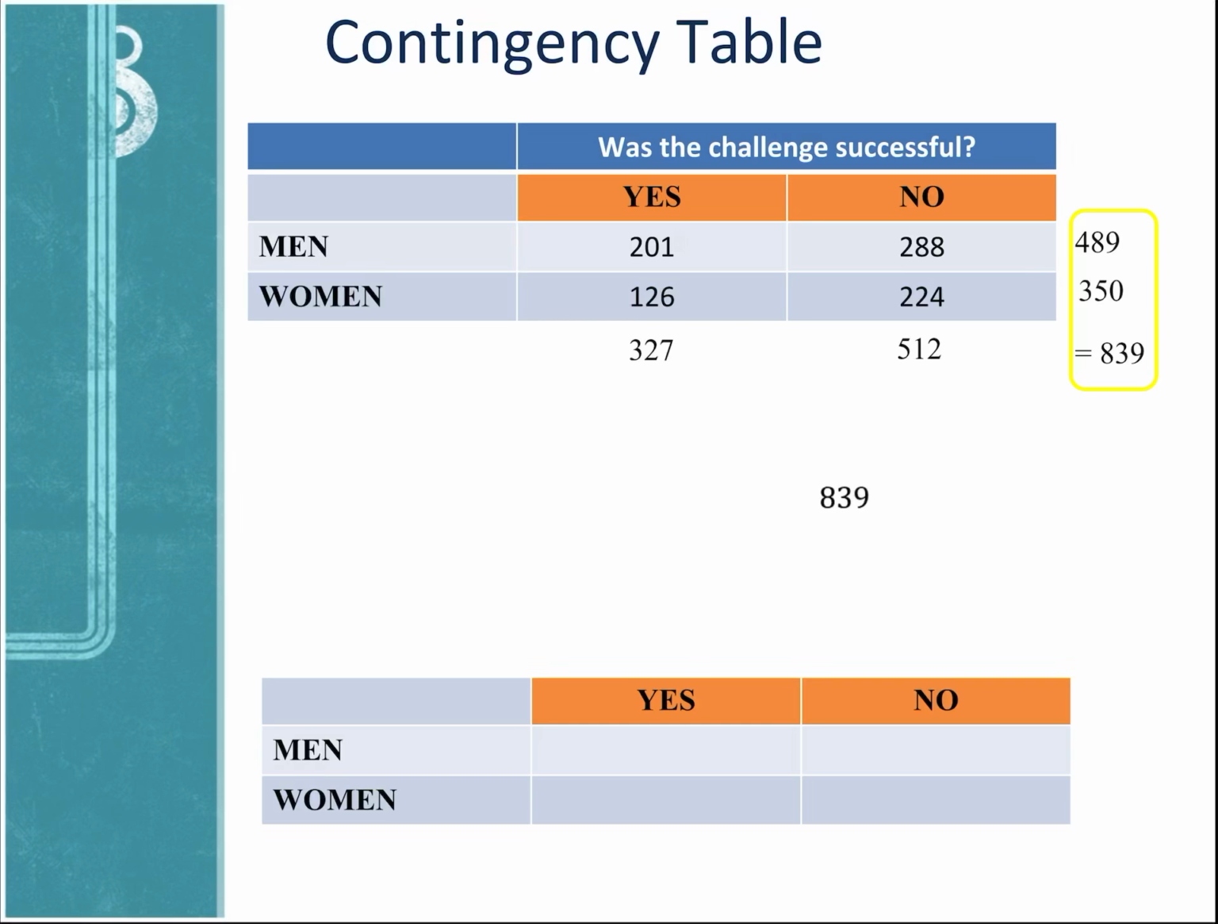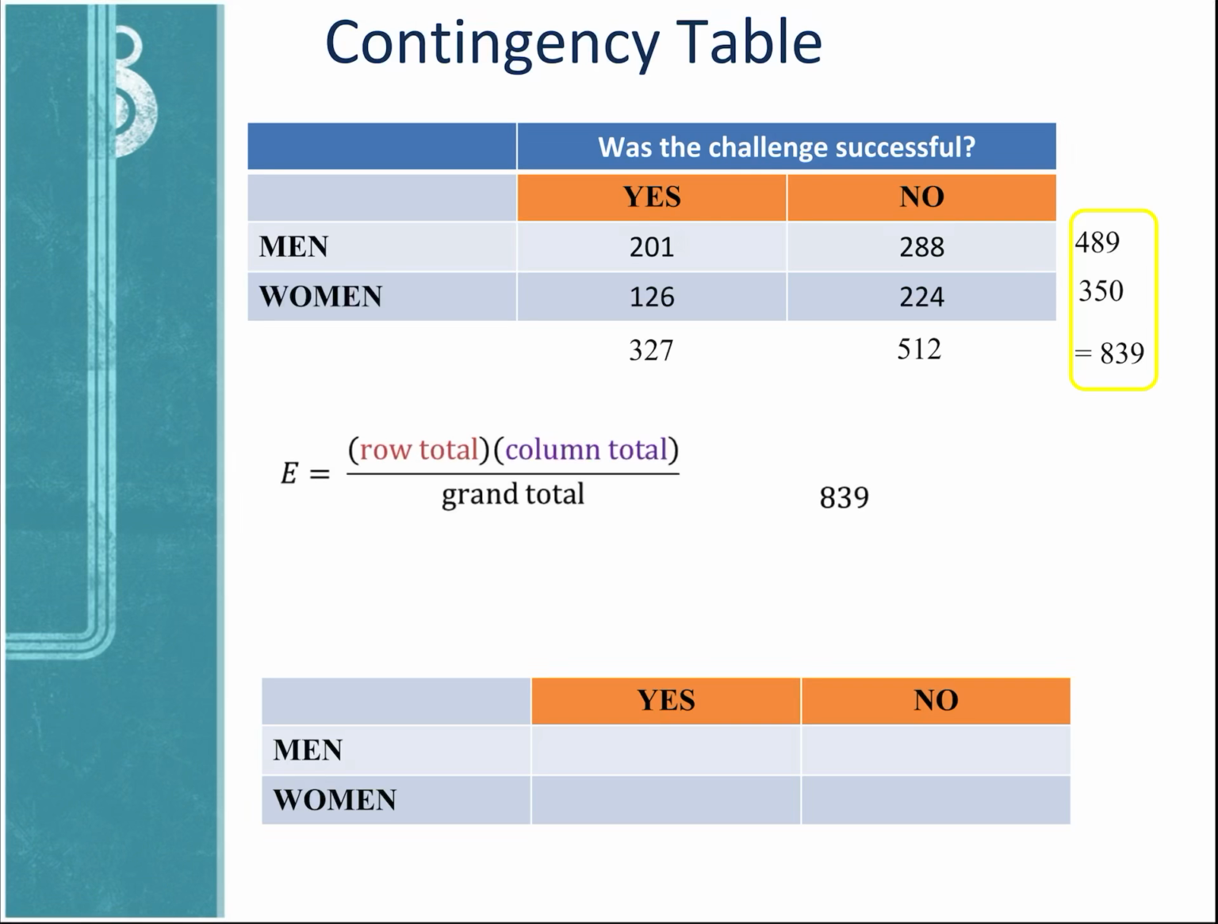So for each of these rows and each of these columns, we need the total for the row and the total for the column. We also need the grand total. So the 839 you see, you can calculate it one of two ways. You can do 489 plus 350, so the row 1 total plus the row 2 total is 839. You could also have done the column 1 total plus the column 2 total, 327 plus 512, which also gives us 839. That 839 is what we call the grand total, and it will be in the denominator of our expected values.